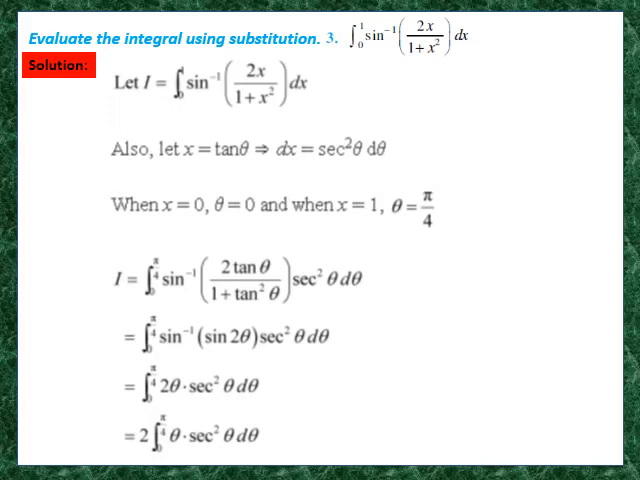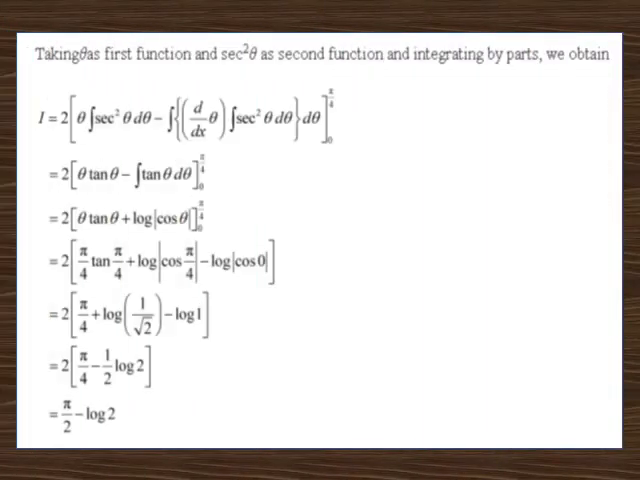So we are going to apply integration by parts, since it is the product of theta and sec square theta. Remember ILATE, so we take theta as the first function and sec square theta as the second function. So we get I equals 2 [theta times integral of sec square theta d theta minus integral of the differentiation of theta into integral of sec square theta d theta], with limits 0 to pi by 4. So we are getting 2 [theta tan theta minus integral tan theta d theta] from 0 to pi by 4, and integral of tan theta is minus log cos theta.